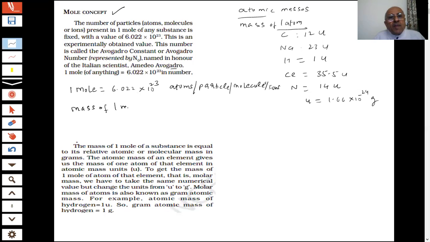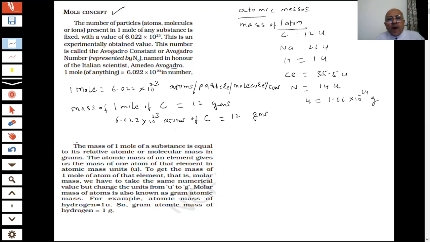the mass of 1 mole of carbon is equal to 12 grams. What is 1 mole of carbon? There are 6.022 × 10 power 23 atoms of carbon, students. They will weigh how much? 12 grams. That means, students, 12 grams is a number which I can deal with in my everyday life. Tell me, can you deal with 12 grams or not?